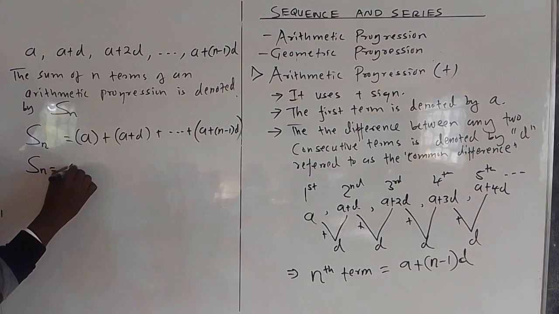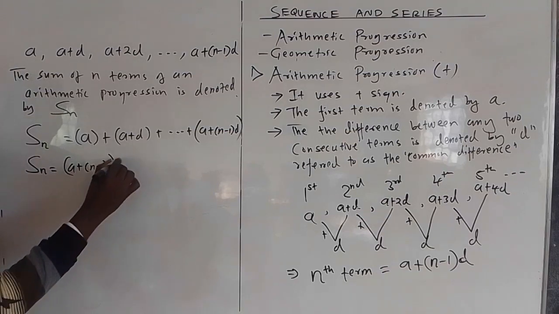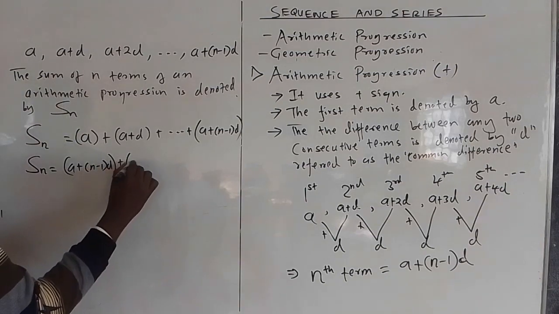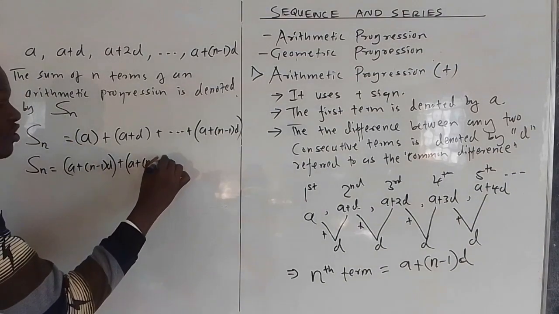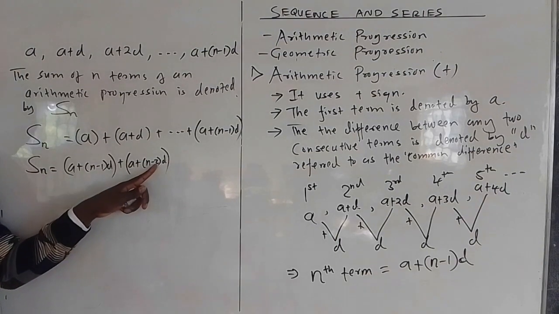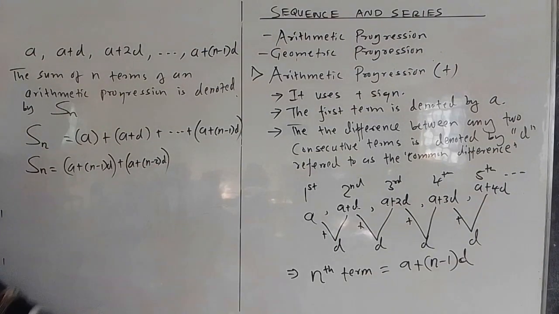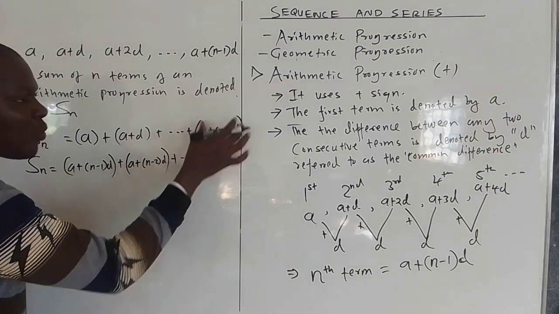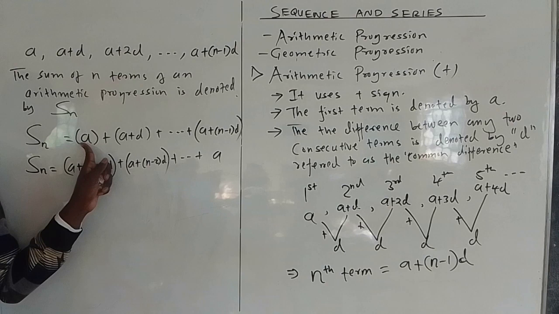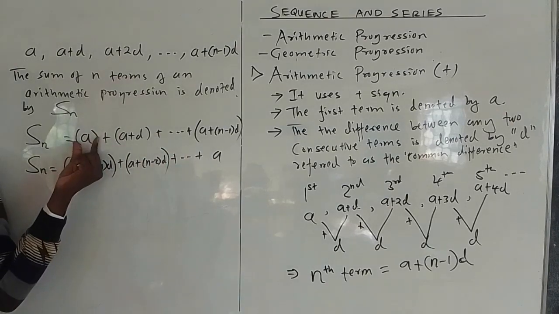I will have a plus n minus 1 into d, then plus, remember, the one which is here will be a plus n minus 2 into d, because if this is n minus 1, it means this was n minus 2, isn't it? Then what will end here will be the first term, isn't it? Are you seeing what is happening?